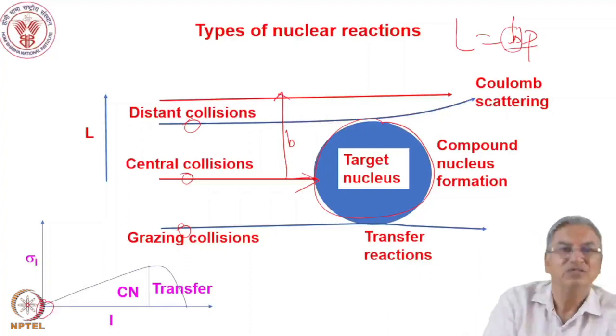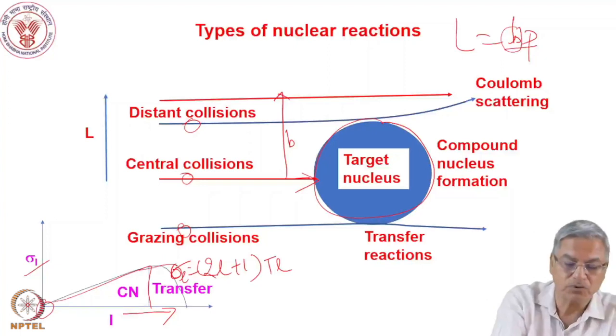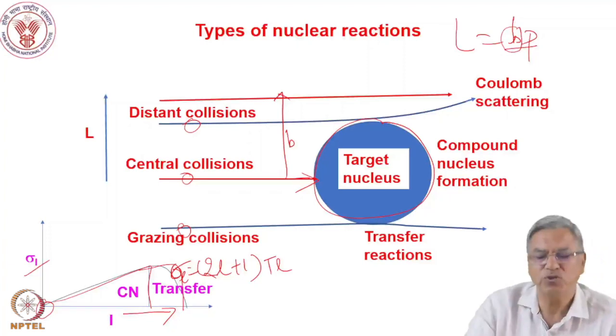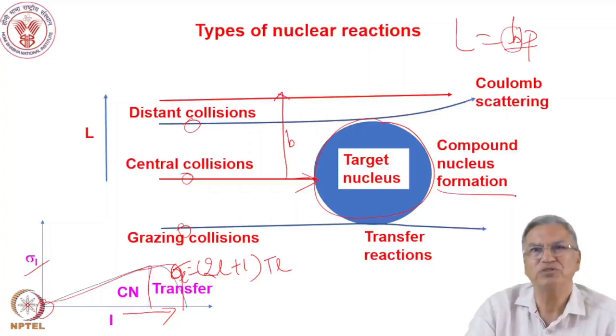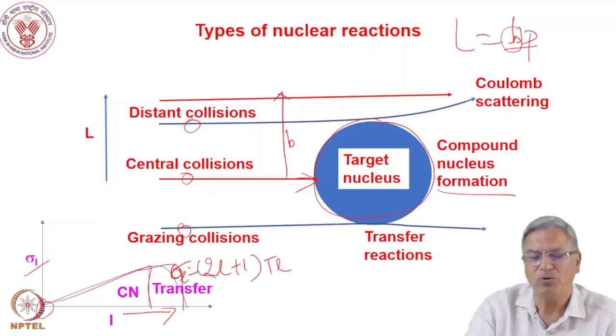So what I have plotted here is the angular momentum dependent cross section versus the angular momentum. It is nothing but sigma L, 2L plus 1, and you can have the transmission coefficient also. So for the central collisions where the angular momentum is low, the projectile will be fusing with the target, forming a compound nucleus. This is also called complete fusion. The projectile and target nuclei fuse together to form what is called the compound nucleus.